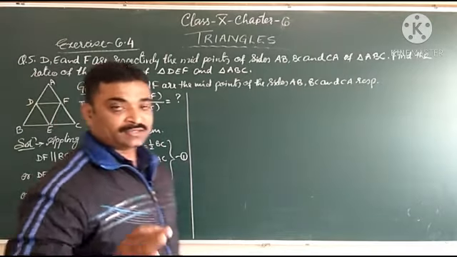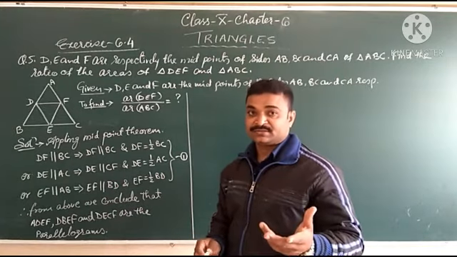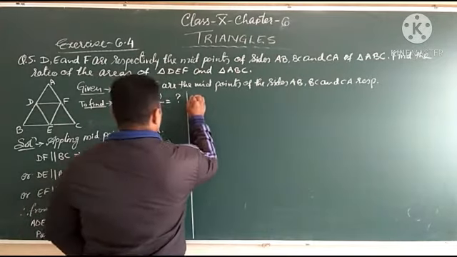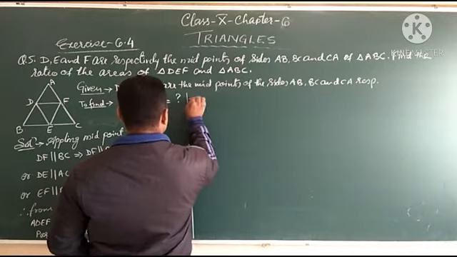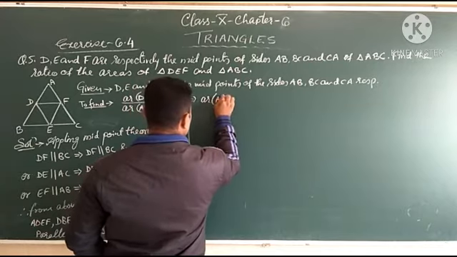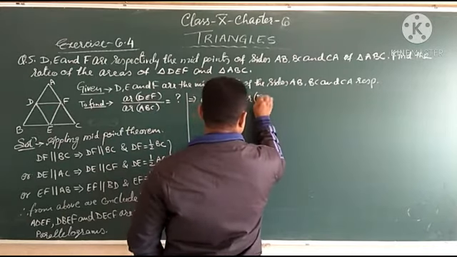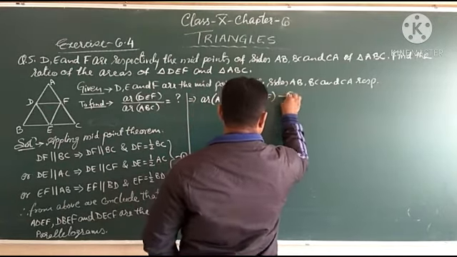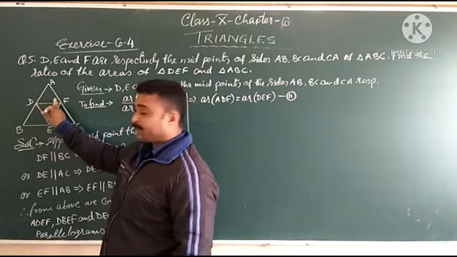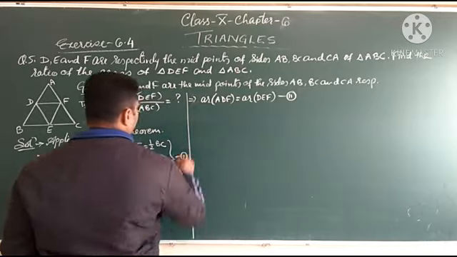And we know the diagonal of a parallelogram divides it into two congruent parts, in two equal areas. Okay. Therefore, this implies area of ADF is equal to area of DEF. Equation number 2. You can write area of ADF equal to area of DEF. Clear?